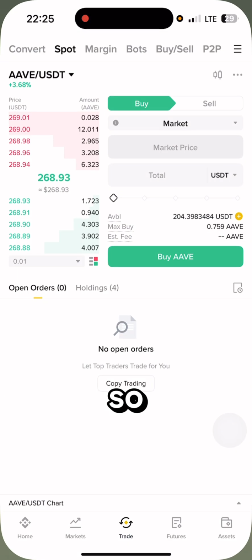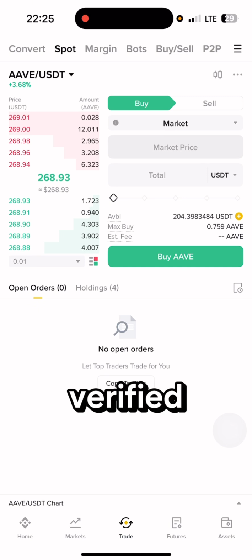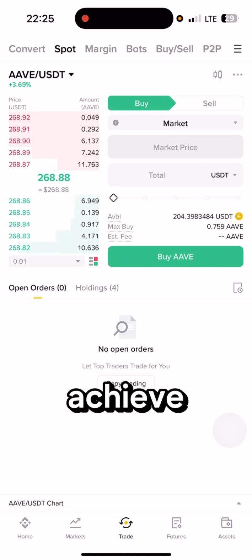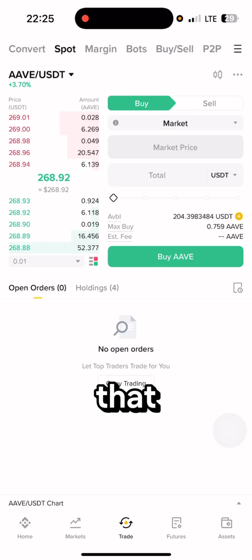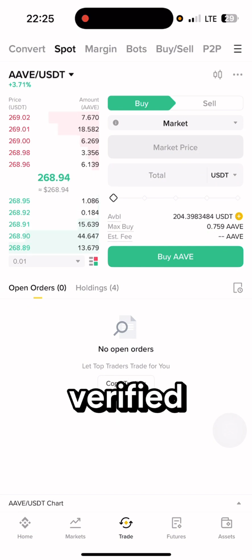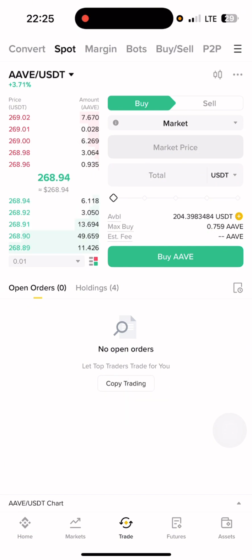Okay, so you will need a verified Binance account to achieve this, so make sure that your Binance is fully verified. After that, let me walk you through how to achieve this.